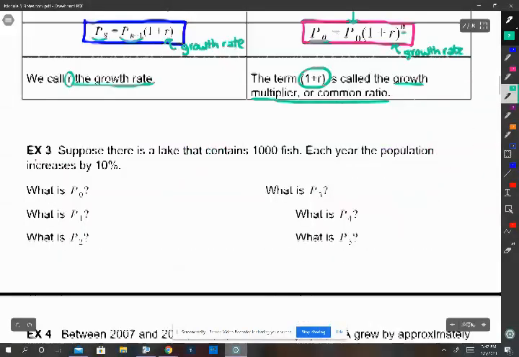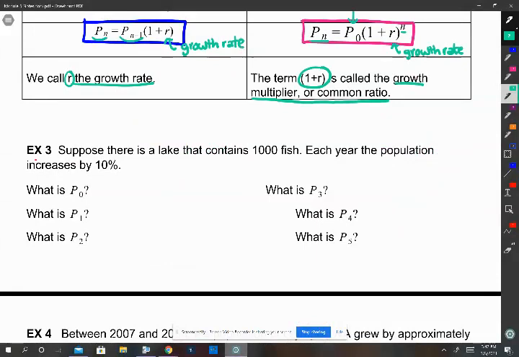So we're just going to use those formulas, and the first problem we're going to do is using the recursive. This is our P sub 0: it starts with 1,000 fish, and it's increasing by 10%. So our r is equal to 0.1.